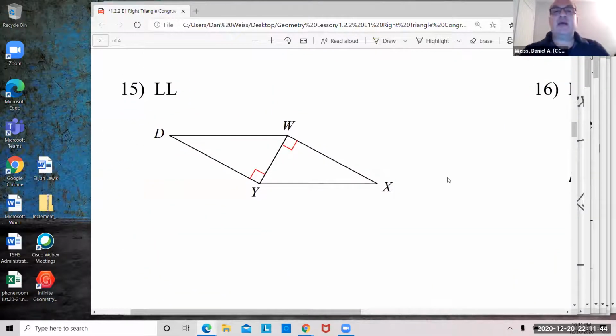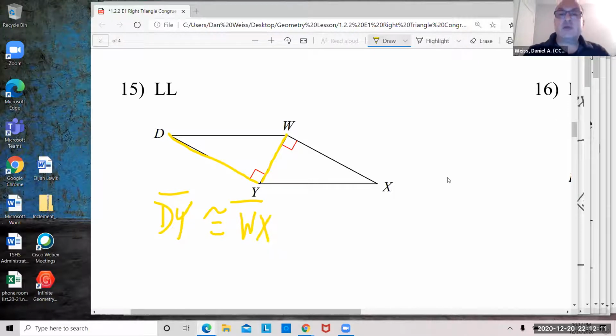How do I make leg, leg? Well, already I have part of both triangles is this leg. So I would need DY congruent to XY, right? No, wrong again. XY is the hypotenuse. I would need DY equal to WX, right? That would make leg, leg, right?